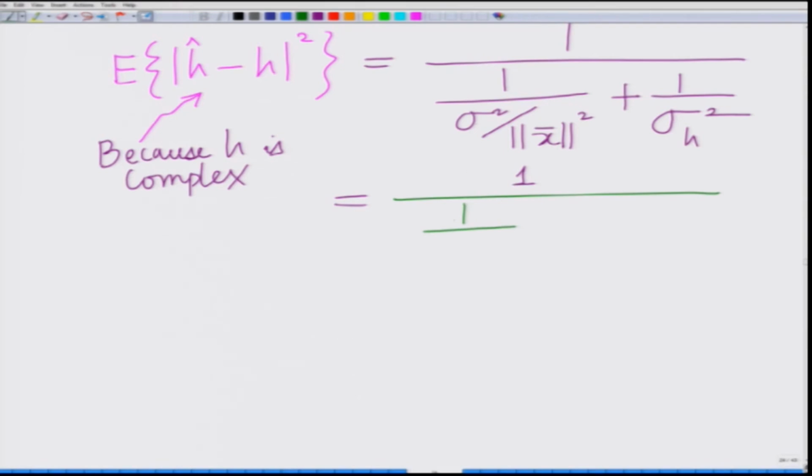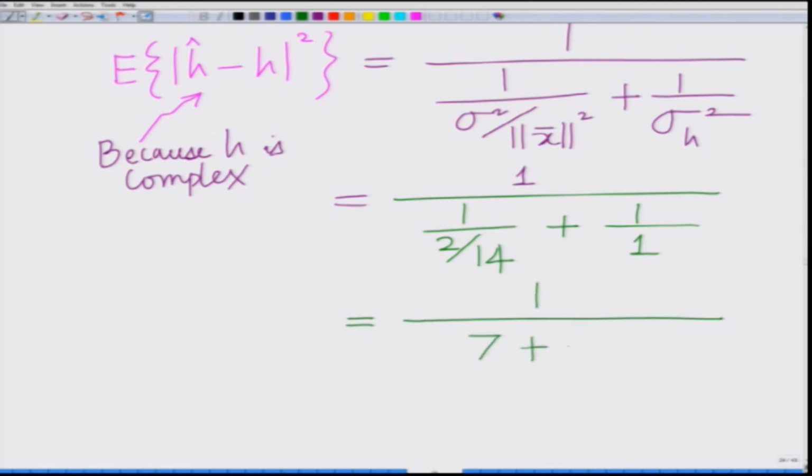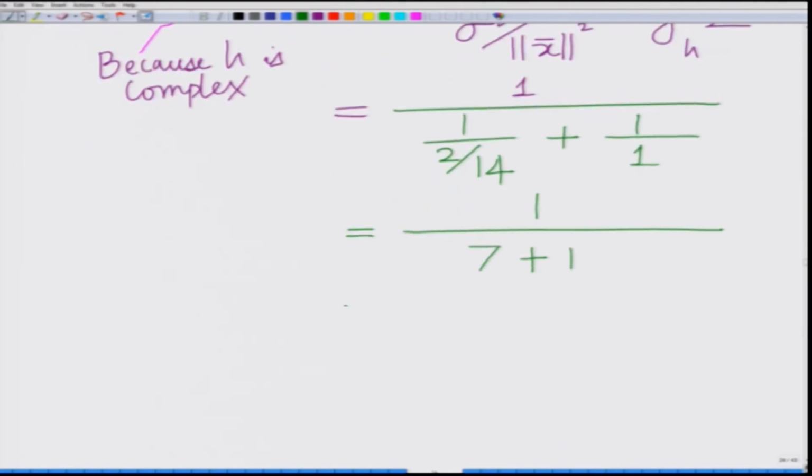So, now I substitute the quantities. Sigma square is 2 divided by norm x bar square, which is 14, plus 1 over sigma h square, which is the prior variance, which is 1. This is equal to 1 divided by 7 plus 1, which is equal to 1 divided by 8, and this is your expected value of magnitude h hat minus h whole square.